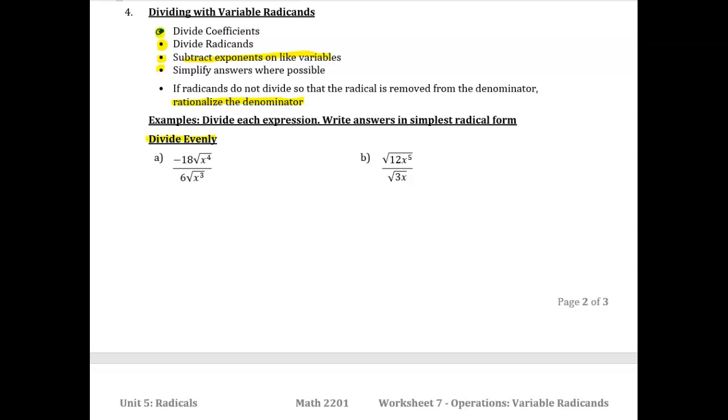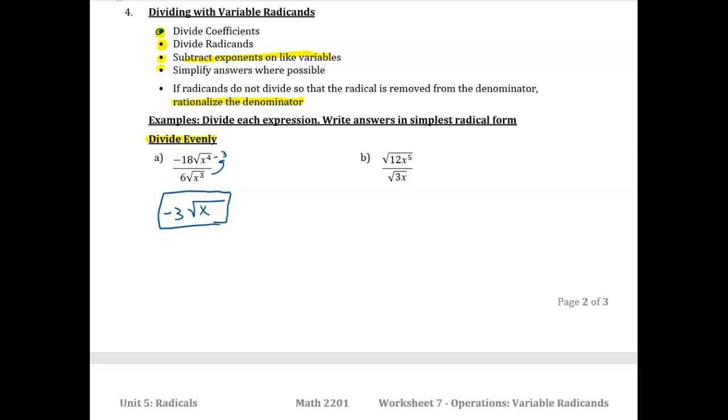Negative 18 divided by 6, that's the first part, divide your coefficients. That will give you a negative 3. X cubed divided into x to the power 4. So the bases are the same, both are x, so that means you subtract your exponents. So the 3 comes up and gets subtracted from the 4. So 4 subtract 3 leaves you with x. So no rationalization needed, no extra big steps.